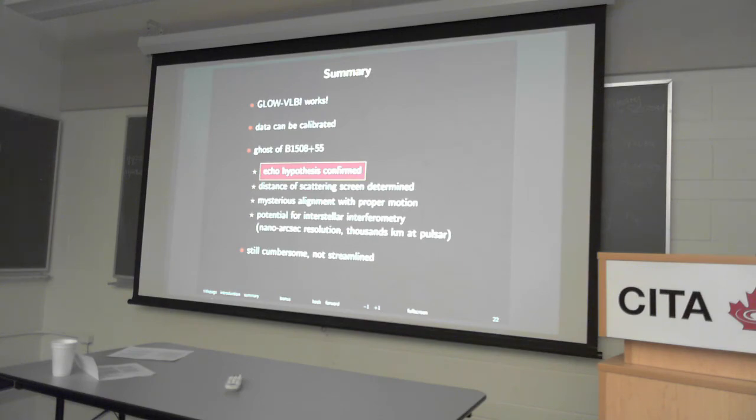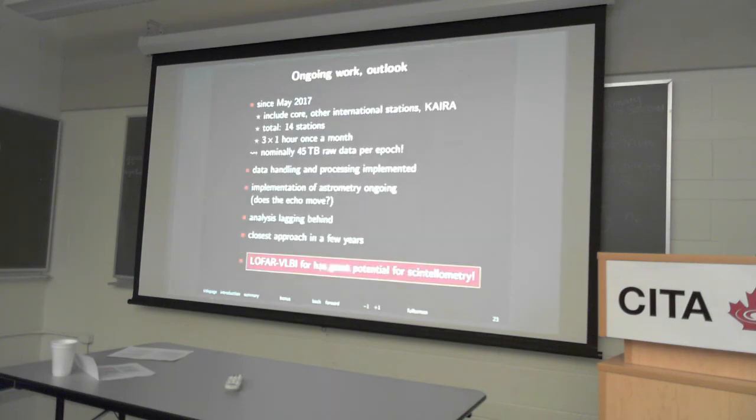The final slide, 23, is about the ongoing work and the outlook. So since May this year, I also include other stations in the project, in particular the core in the Netherlands. That's a combination of many stations that can be added up together to form a very sensitive superstation, but also all the other international stations, and the Skyra station in Finland. So in total, we now have 14 stations, and we observe the system once a month for 3 hours, 1 hour per band. Most important is, again, this frequency range, 100 to 200 megahertz.